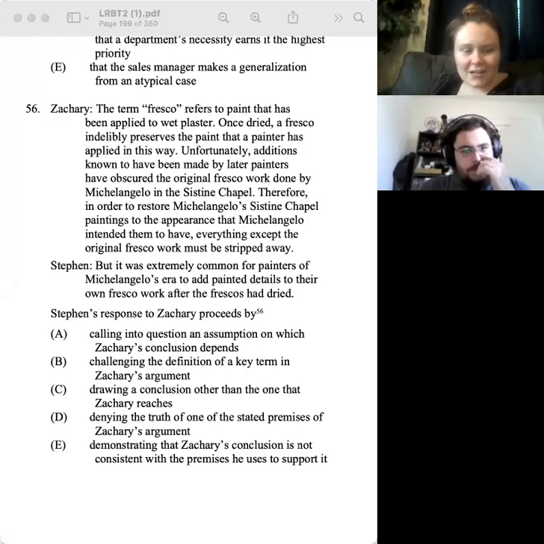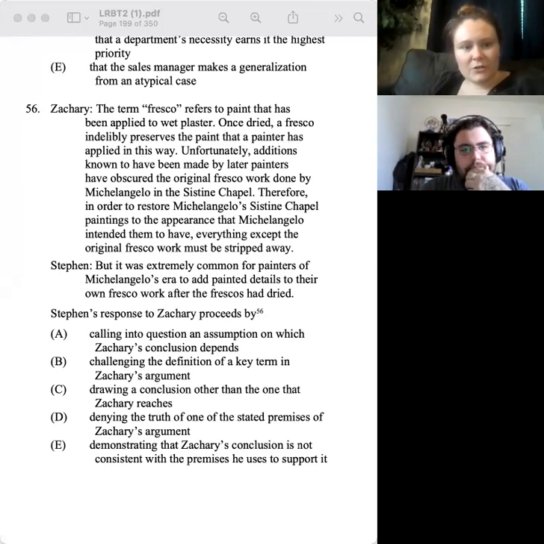Zachary, the term fresco refers to paint that has been applied to wet plaster. Once dried, a fresco indelibly preserves the paint that a painter has applied in this way. Unfortunately, additions known to have been made by later painters have obscured the original fresco work done by Michelangelo in the Sistine Chapel. Oh no, so people did this and it hurt Michelangelo's work.